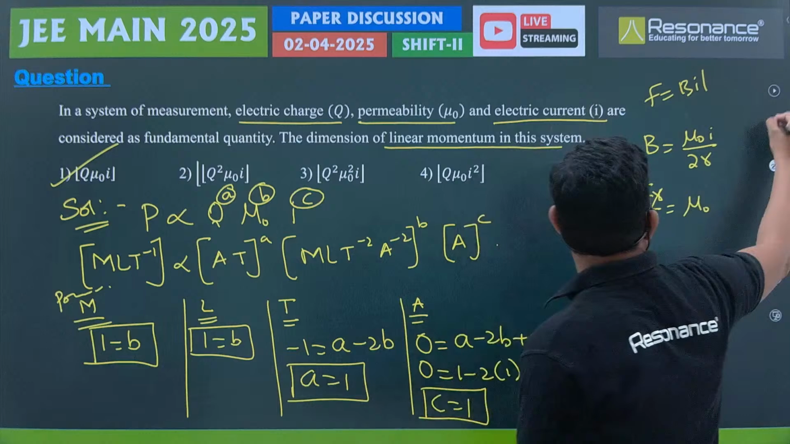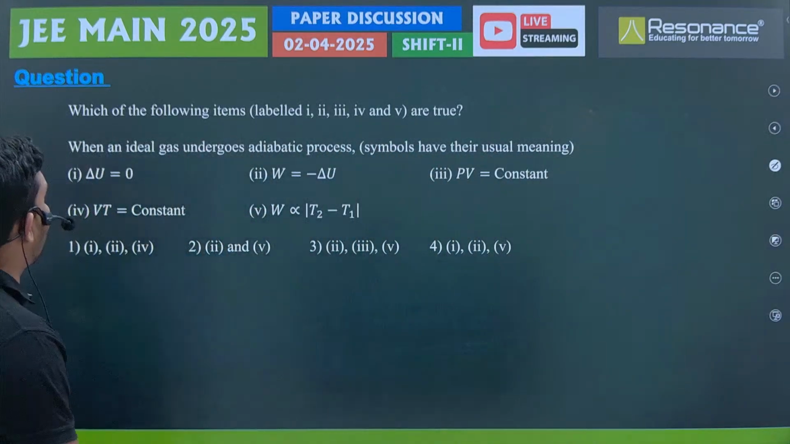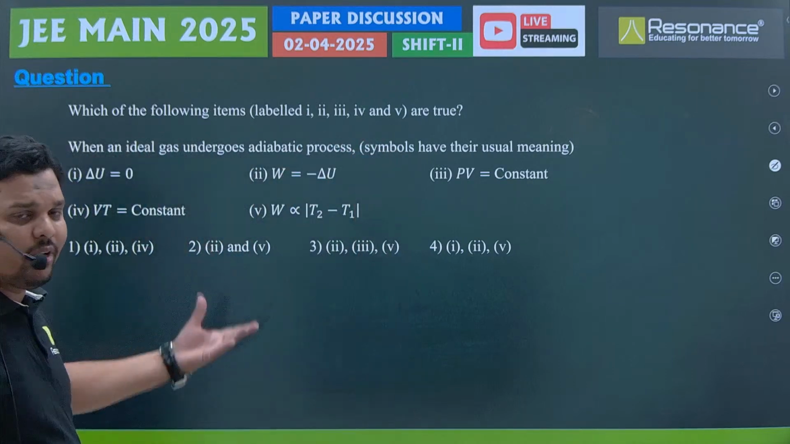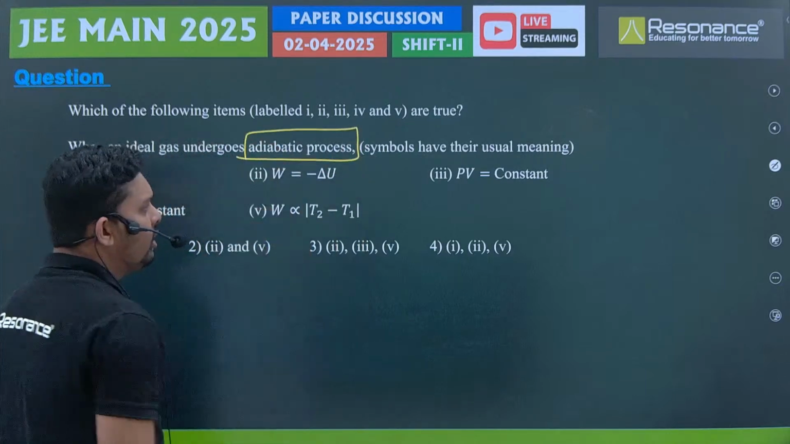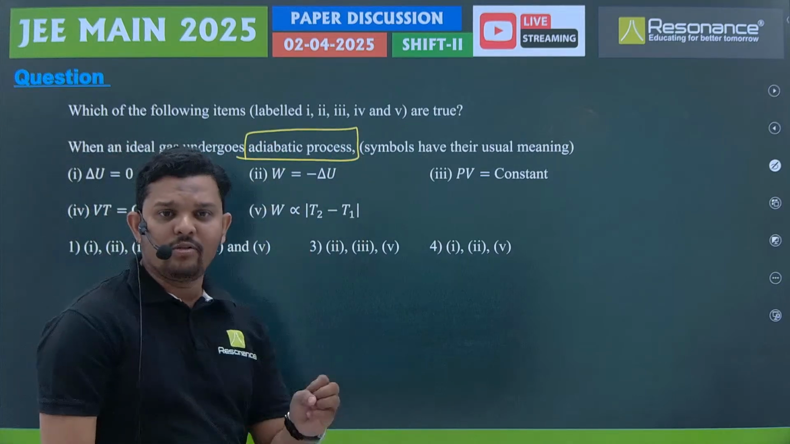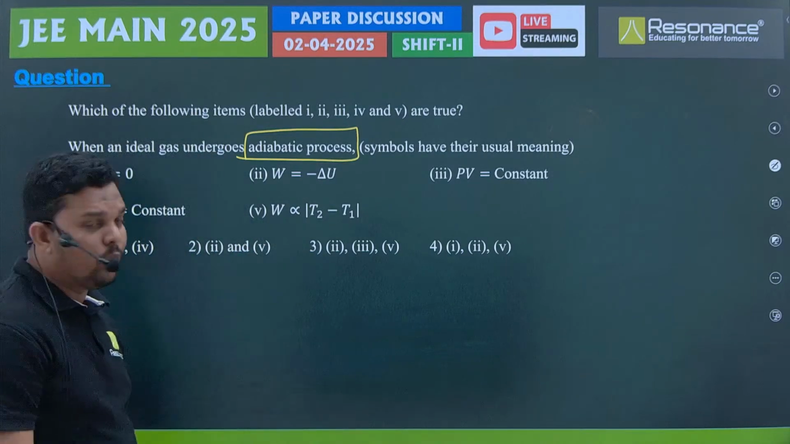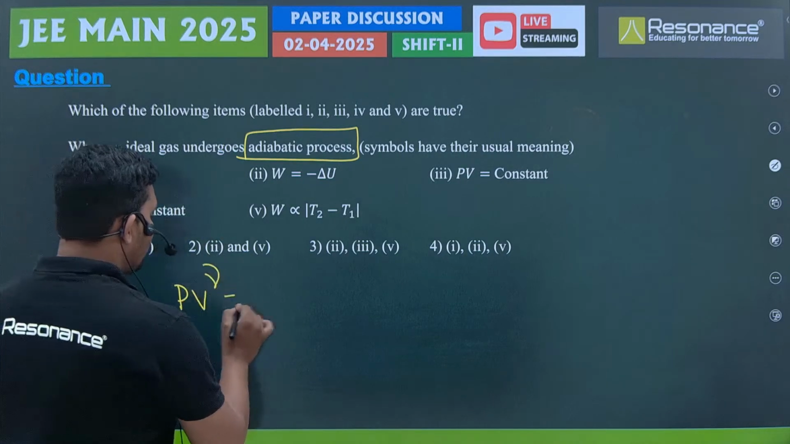Okay, let's go for the next question here. In this question, what he has given is: which of the following items labeled 1, 2, 3, 4, and 5 are true? So we have to justify which one is true or not. When an ideal gas undergoes an adiabatic process, you have to take the basic thing here. The first thing is, in an adiabatic process, we can say PV power gamma is equal to constant.